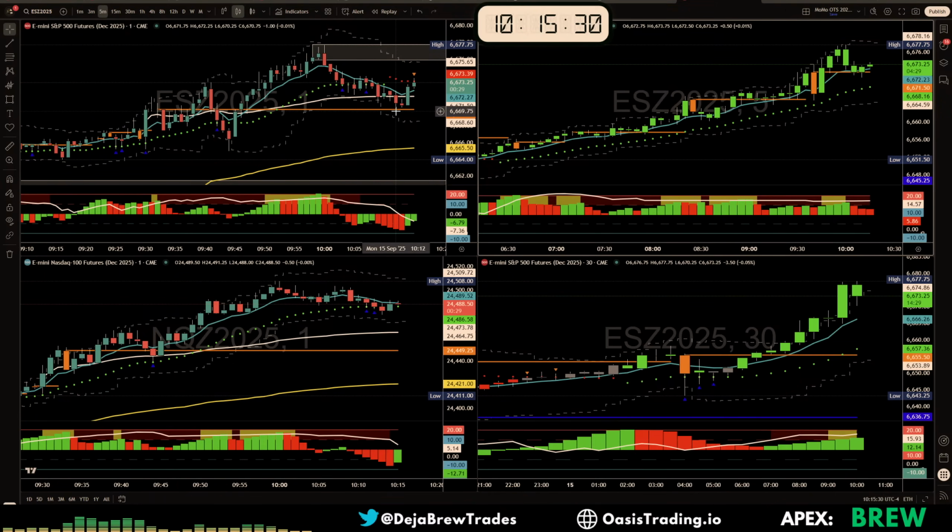This 670 pivot is exactly where that block trade is. There's a big block trade that came in at 670, and it's currently being protected, so the buyers are holding you up a little bit here.